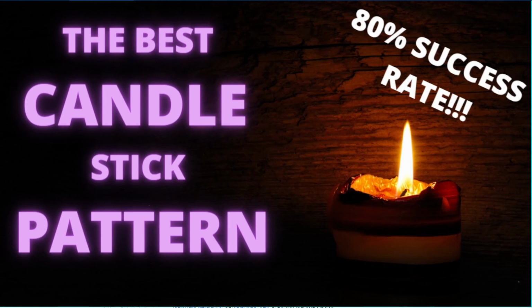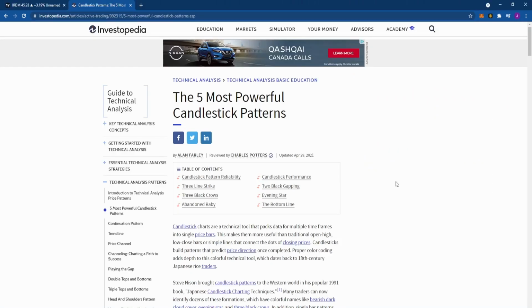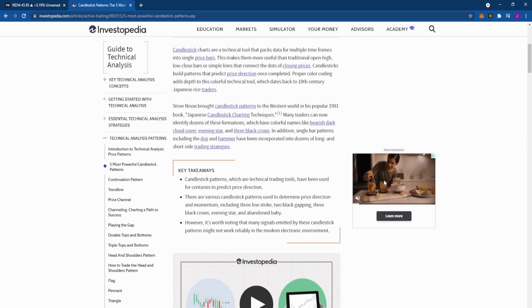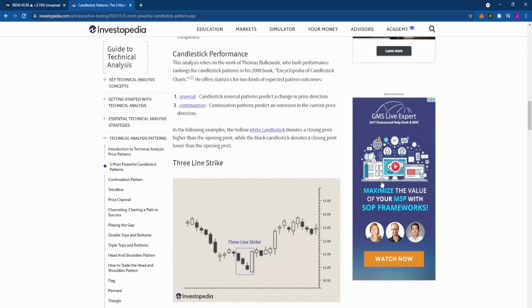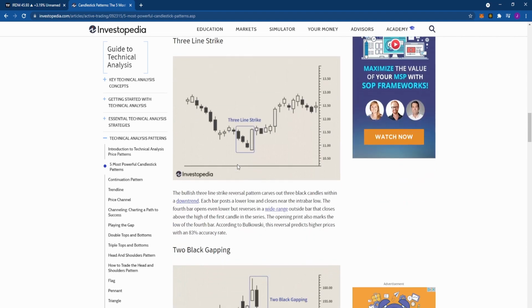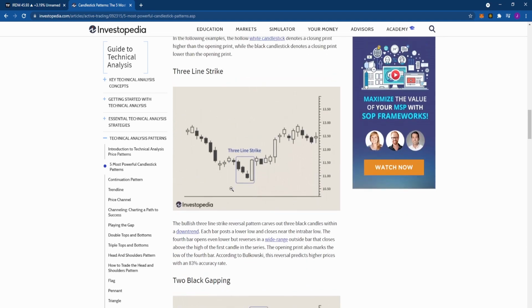So let's go on Investopedia, shall we? And here you have the 5 most powerful candlestick patterns. And really that's not what we're here to talk about, but we are going to use these patterns to show you a common, funny enough, a common pattern. So they describe here the 3-line strike as a powerful pattern, but what I'm really going to show you here is kind of reading in between the lines and what you really need to look at.